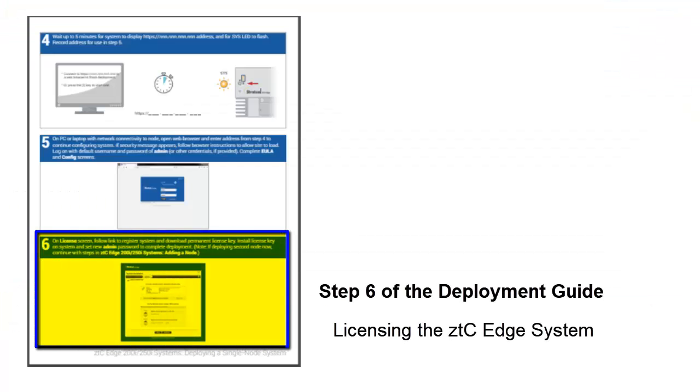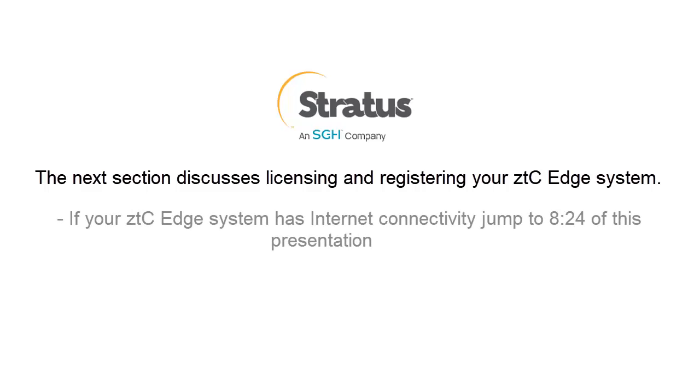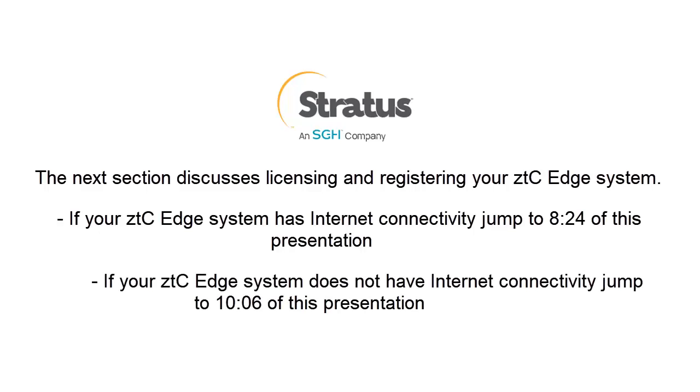The next step is step 6 of the deployment guide: Licensing the ztC Edge system. The next section discusses licensing and registering your ztC Edge system. If your ztC Edge system has internet connectivity, you can jump to the 8-minute, 24-second mark of this presentation. If your ztC Edge system does not have internet connectivity, jump to the 10-minute, 6-second mark of this presentation.